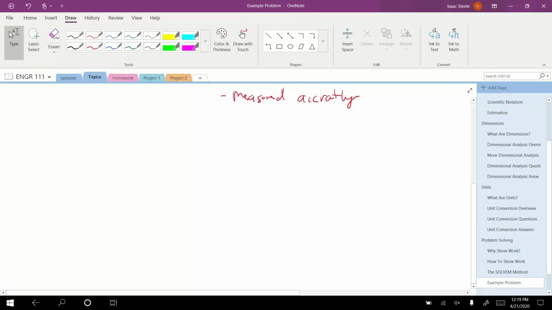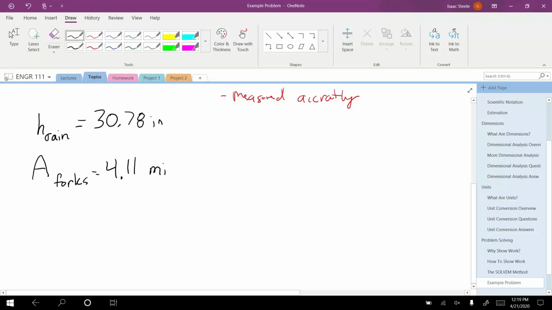I'm going to list my variables here. And this is a simple problem. I don't really have a whole lot of variables. I have the height of my rain, and that equals 30.78 inches. I have the area of Forks, and that equals 4.11 square miles. And I have the volume of water, which I don't know yet.